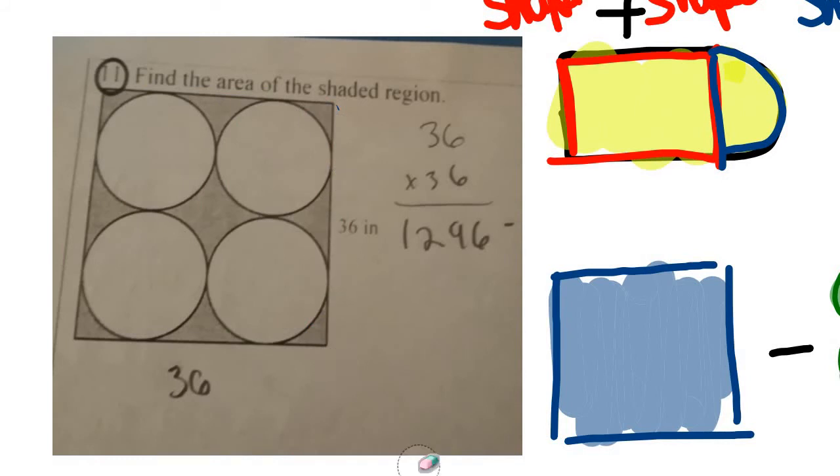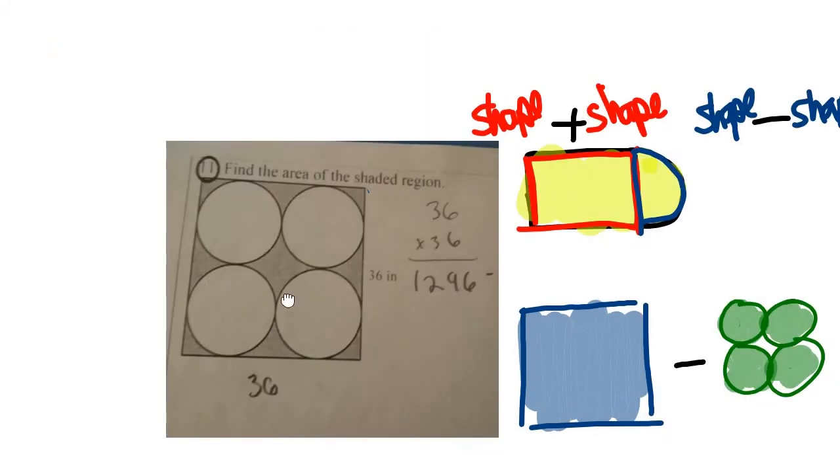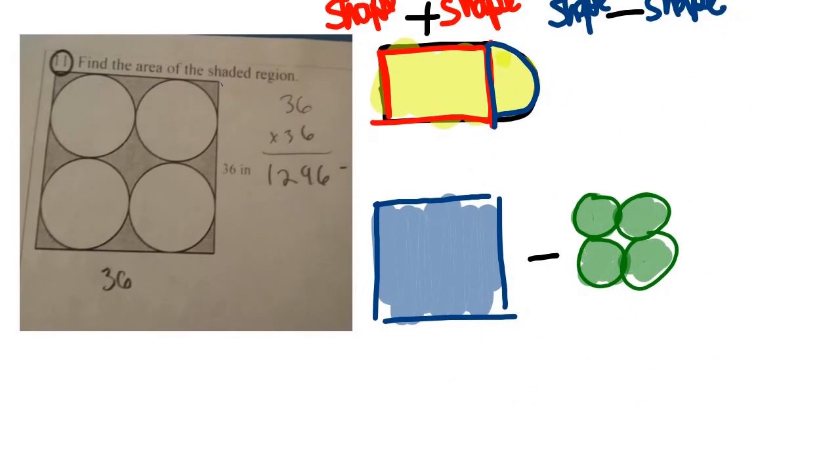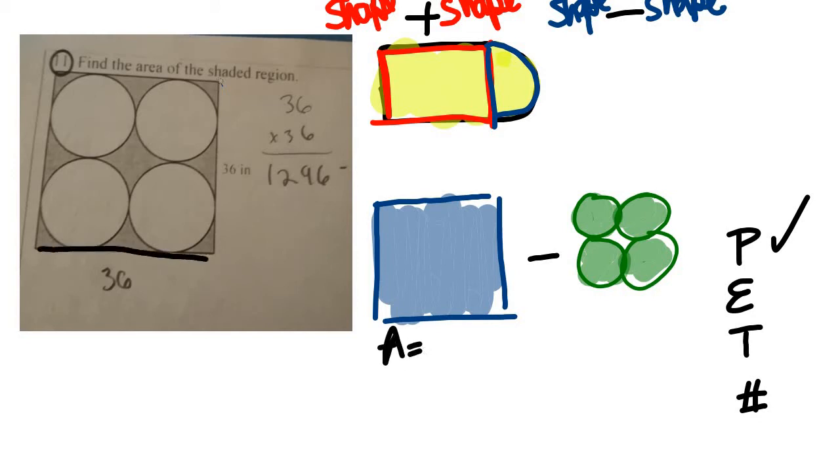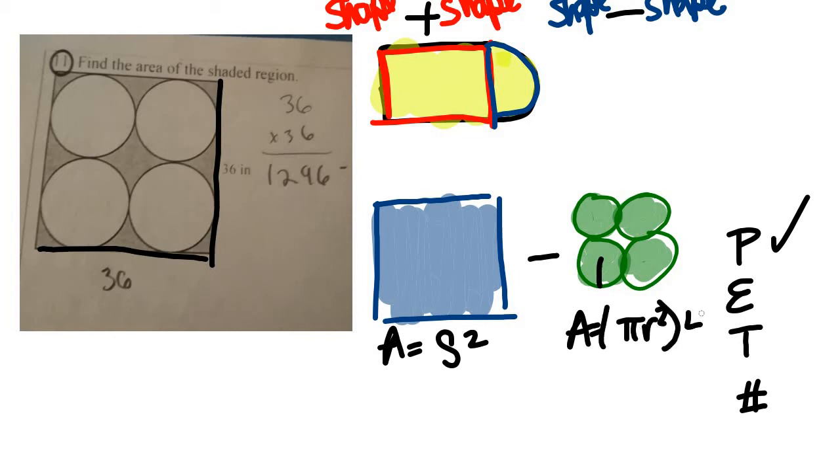So we're going to start. Whenever you do these, I usually follow these steps. 1, pictures. 2, equations. 3, trace. 4, numbers. So think PET hashtag. So check pictures, area equations. This area equation, of course, is pi r squared, but you have 4 of them, minus.